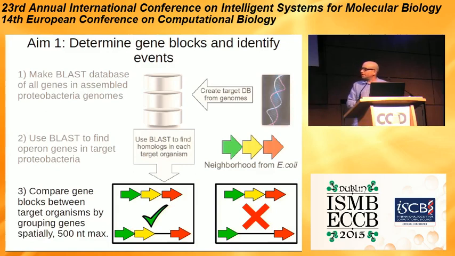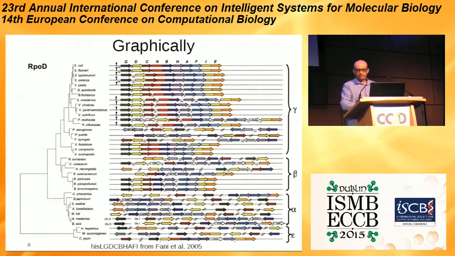So the idea is to compare blocks between target organisms by grouping genes spatially, 500 nucleotides max. The green check mark shows you an actual two blocks, which we call orthologous blocks, and the X there shows, no, that is not a neighborhood. Graphically and manually, this is taken from a paper published in '96 by Fani et al.